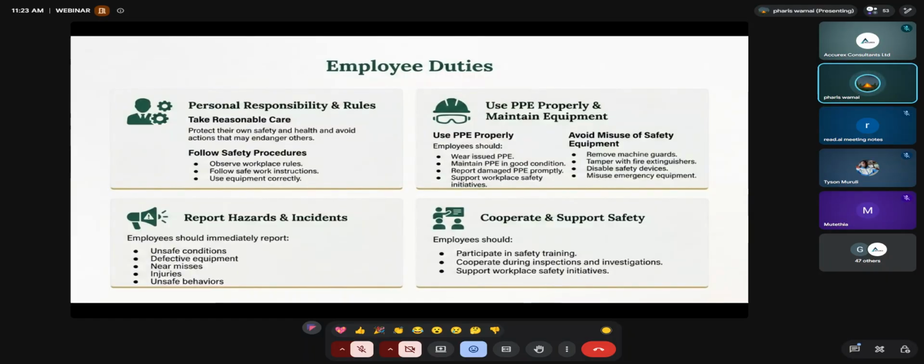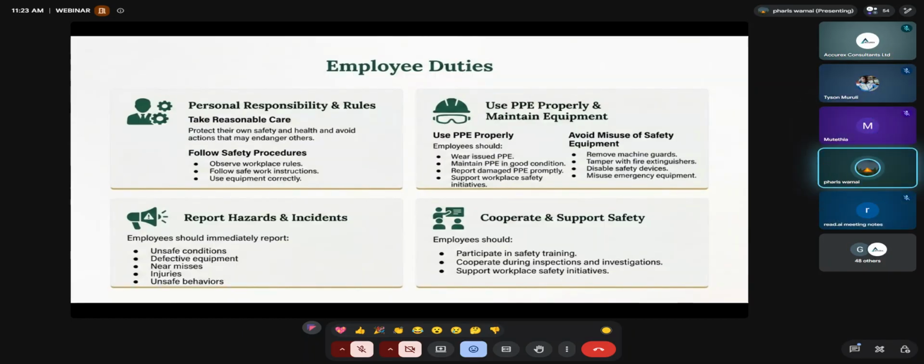And lastly, to cooperate and support safety. We are going to talk about safety committees. The people who will be onboarded in the safety committees will be the employees, and definitely it is the responsibility of the employee to make sure that they are able to participate in safety committees, participate in safety trainings, cooperate during inspection and investigation, and obviously support workplace safety initiatives.